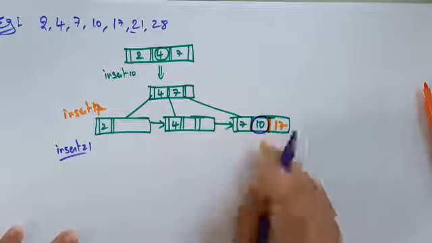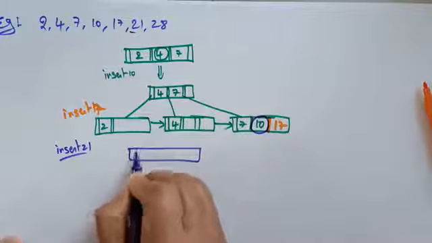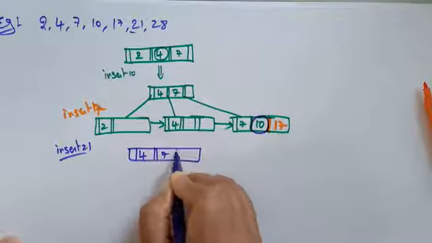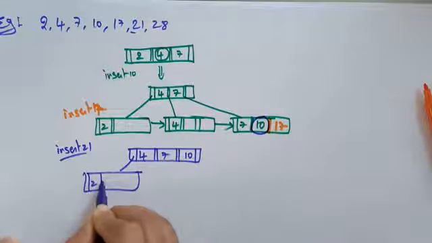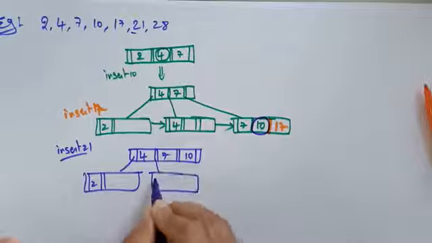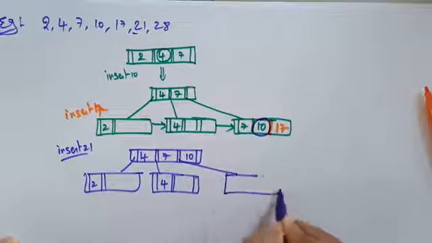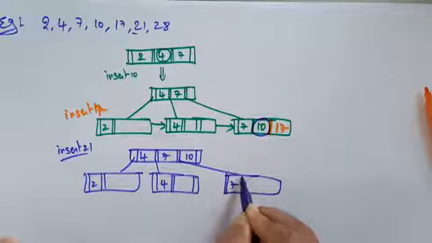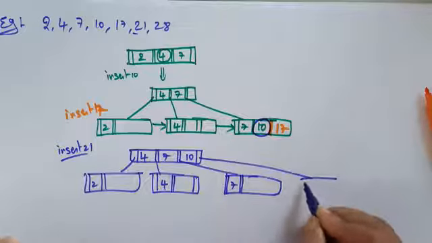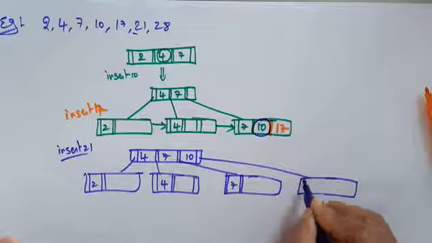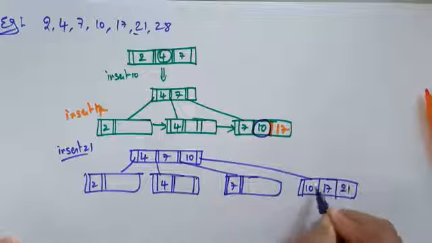So split this 10 and send it to here. Now it consists of 4, 7, 10. So the left hand side is 2, right hand side is 4, and here anyhow it is 7. And the right hand side has the 10 as well as 17, and insert 21.